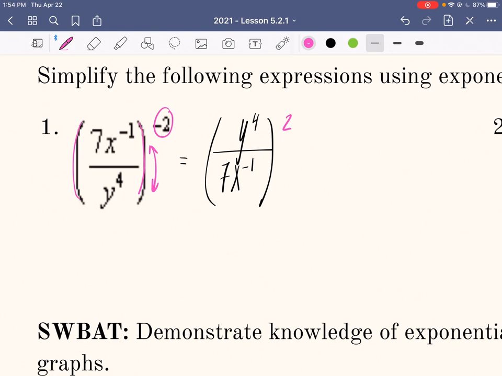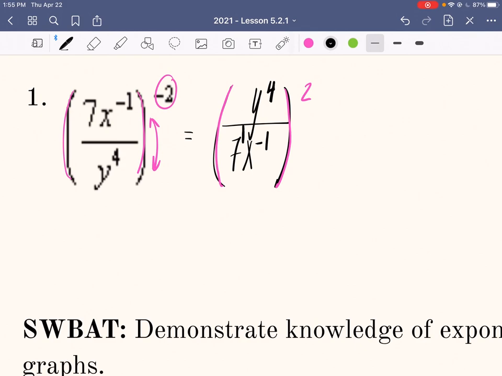So we switch the numerator and denominator. Okay, next step is I'm going to use power rule. So I'm taking everything inside of the parentheses to the power of 2, which means I can multiply every single exponent on the inside of this by 2. And now notice how for the 7 I put a 1 there. If you don't see an exponent, the assumption is that it's raised to the power of positive 1. So I'm going to multiply 4 times 2, the 1 times 2, the negative 1 times 2. So I'd get y to the power of 8 all divided by 7 to the power of 2 times x to the power of negative 2.